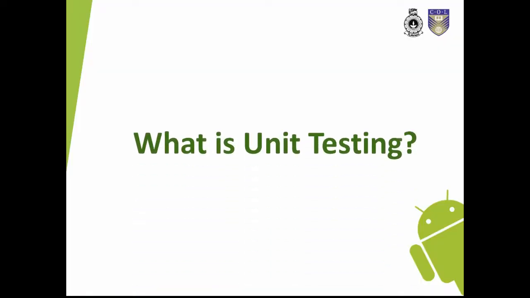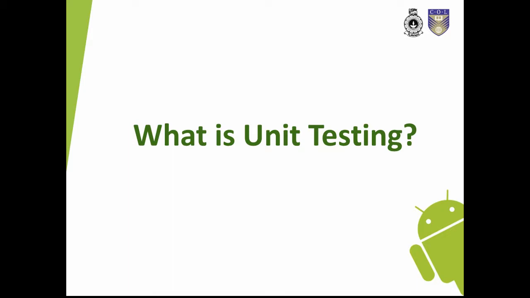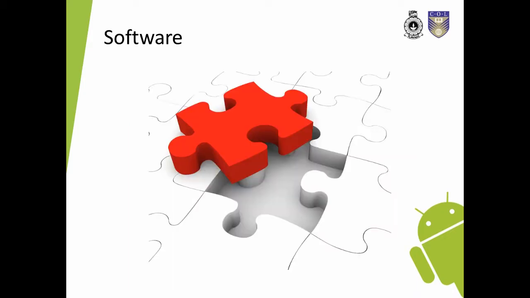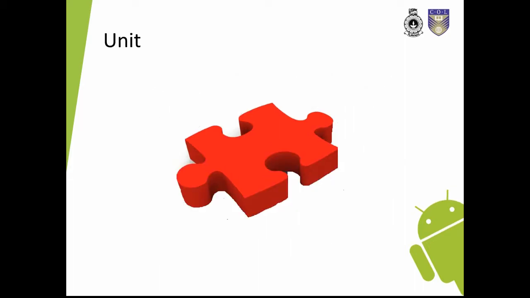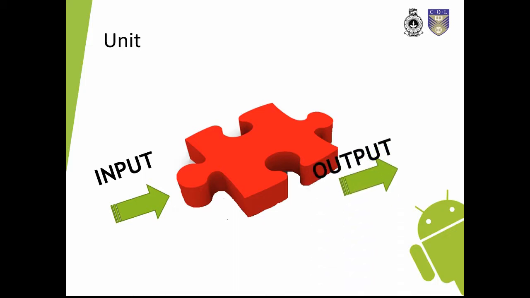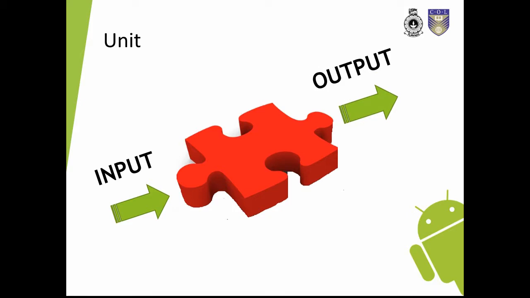First, we will get familiar with what is unit testing. A software is built with a number of parts or components, and a unit is the smallest testable part or component of software. A unit usually has one or few inputs and a single output.